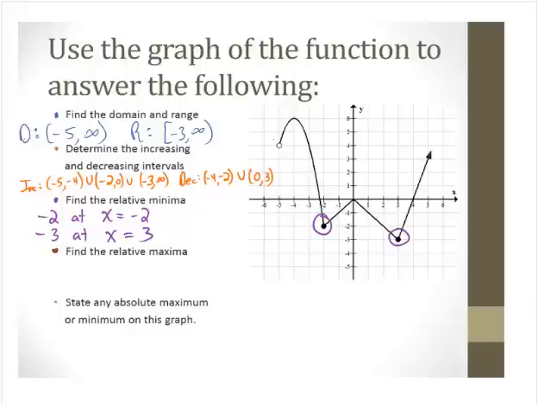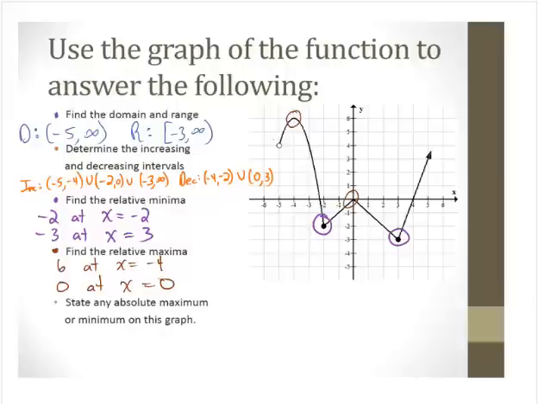Find the relative maxima. Again, we're looking for turning points that create a high point. There's one, and there's a second. So I have a relative maximum of 6 at x equals -4. I have a relative maximum of 0 at x equals 0. So those are all the relative extrema.